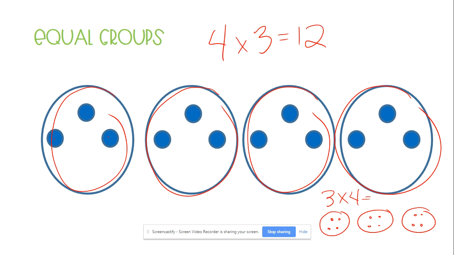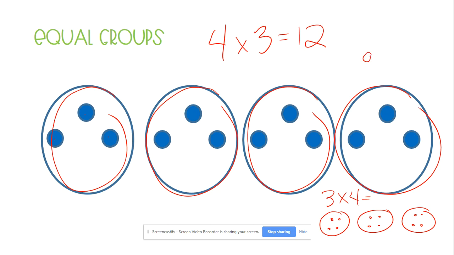I personally like equal groups the best because it's easier to see visually for the kids. They can count the dots easier. One thing that I try and stress with them is drawing big enough groups so they can see all of the dots inside. That's one thing that some kids mess up on.